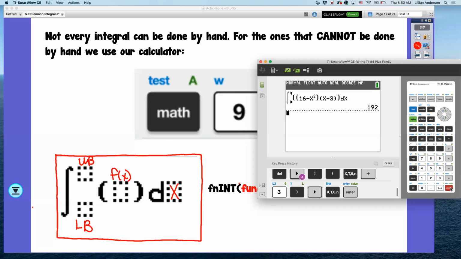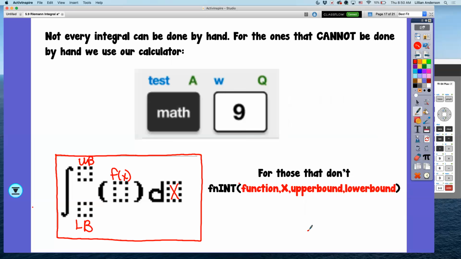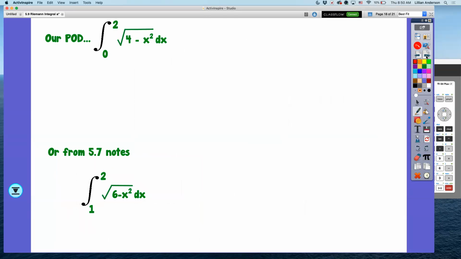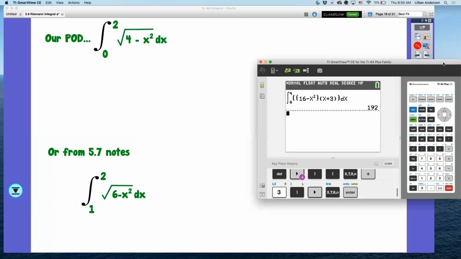Okay, so again, these are for the functions that you do know how to do by hand, say if you want to check your answer. And then of course, for the ones that you don't know how to do by hand, such as these two from our problem of the day yesterday or Tuesday. This one, we did using the trapezoidal method. We approximated the area. Well, now we can use our calculator to get the exact area because you don't know how to do these types of problems by hand. So you're going to use your calculator.